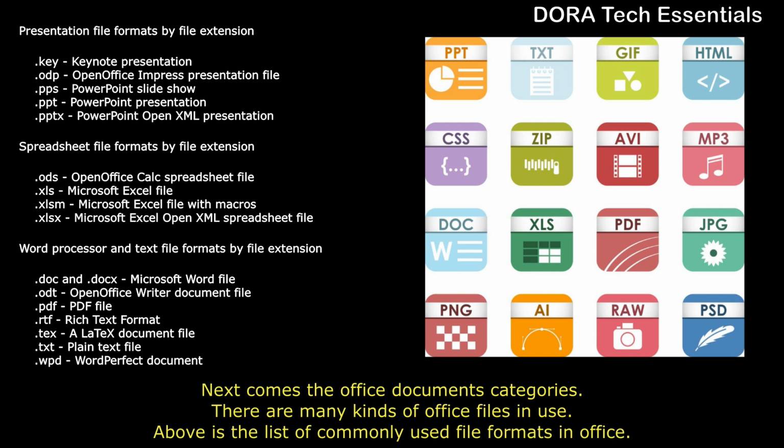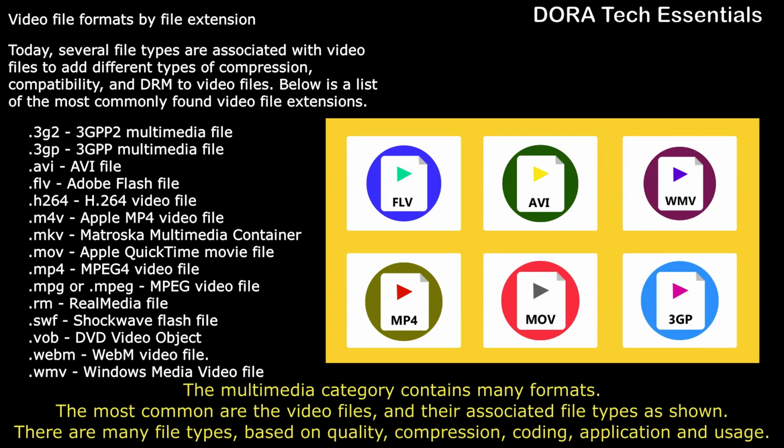Next comes the Office documents category. There are many kinds of Office files in use. Above is the list of commonly used file formats in Office. The multimedia category contains many formats. The most common are the video files, and their associated file types as shown. There are many file types, based on quality, compression, coding, application and usage.